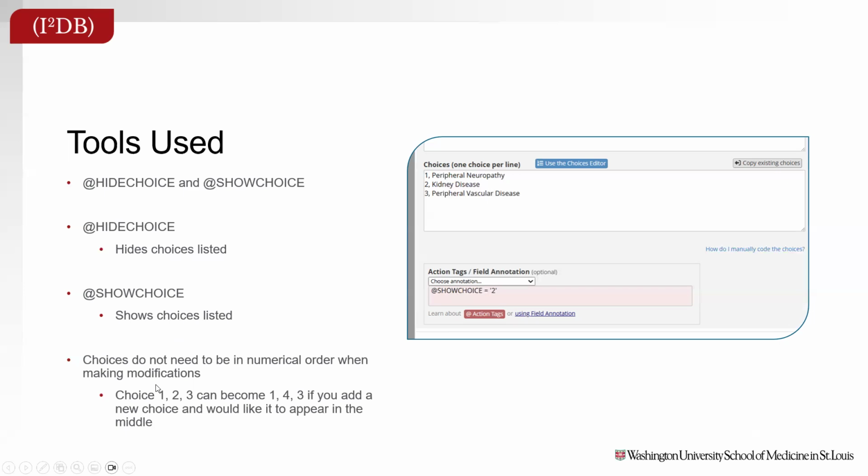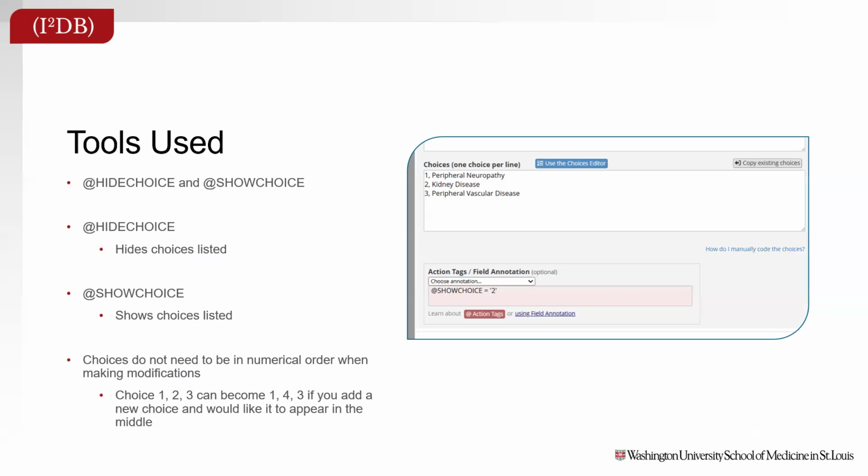And an important thing here is that choices don't need to be in numerical order. So, if I was going to get rid of kidney disease as a choice and add in some other condition, let's just say cardiovascular disease, I don't necessarily need to replace kidney disease with cardiovascular disease so that it goes 1, 2, 3. I could hide kidney disease and then just put cardiovascular disease. I could put the number 4 in between 1 and 3. So you don't have to keep them in numeric order when you make those changes.